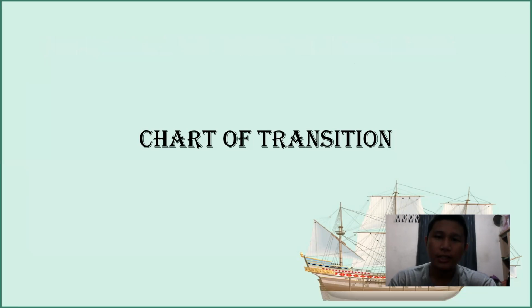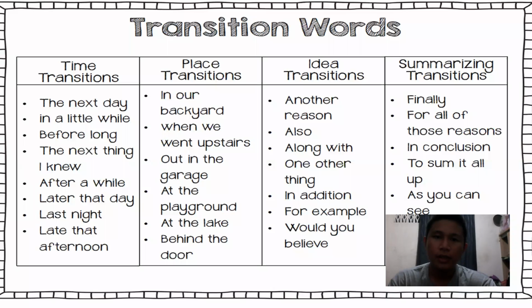Part of transition. So guys, this is the transition table, which I found on the internet. Transitions divide into many types, but the table only managed to contain four: time, place, idea, and summary transitions. In time transitions, we can see the next day, in a little while, before long, and so on. In place transitions, we have in our backyard, when we enter upstairs, out of the garage, and others. Okay, next, you guys can read it by yourself.